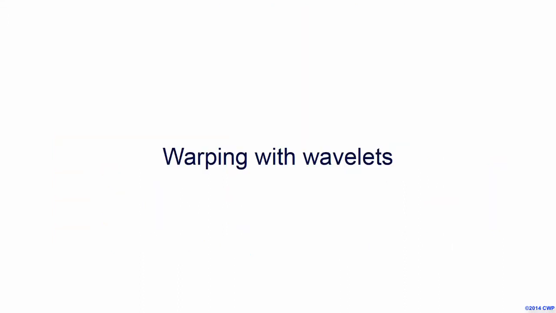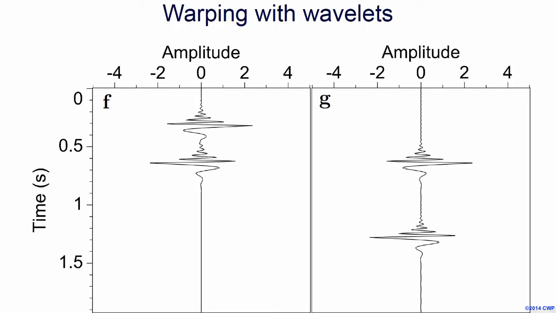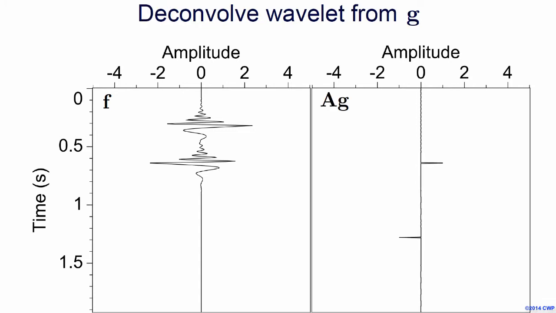So, what is warping with wavelets? Well, let's start with the simple case of squeezing G to F. Warping with wavelets would require us to convolve the vector G with the inverse wavelet A. Our next step would be to squeeze this deconvolved trace to F.